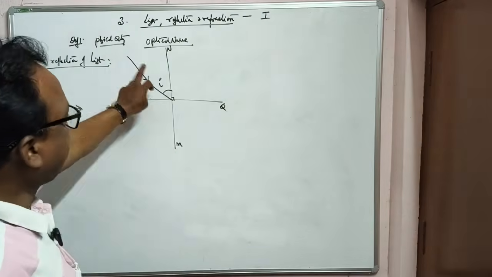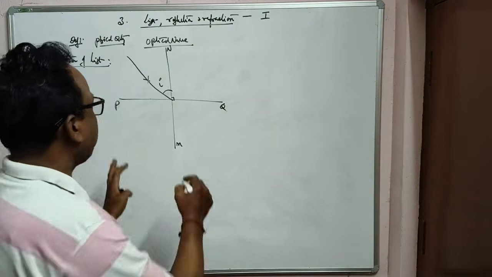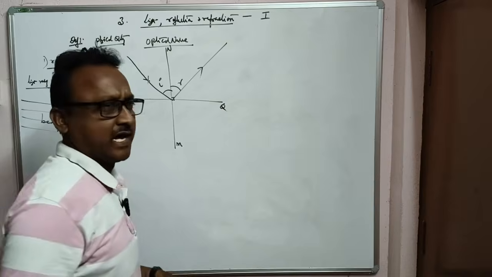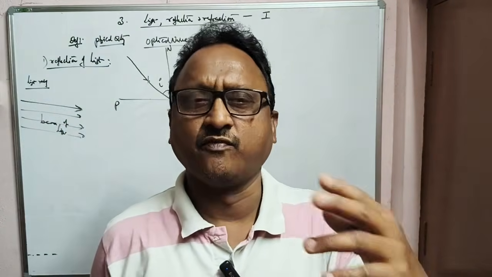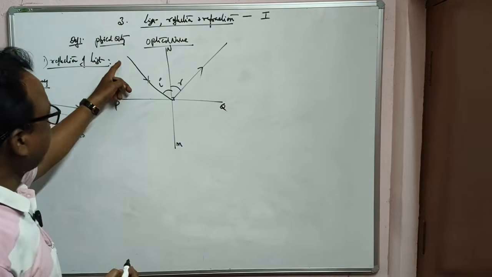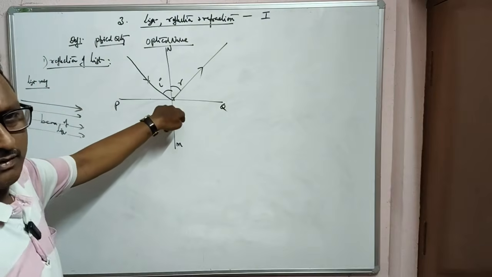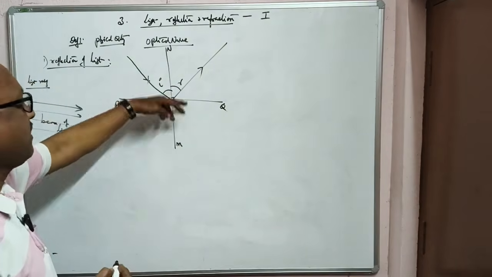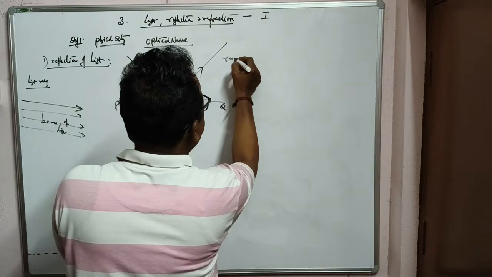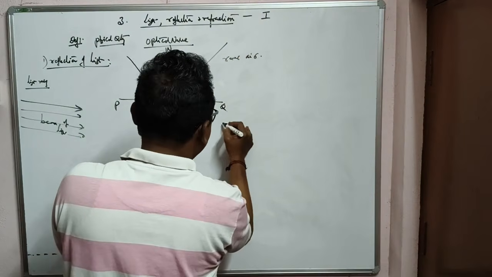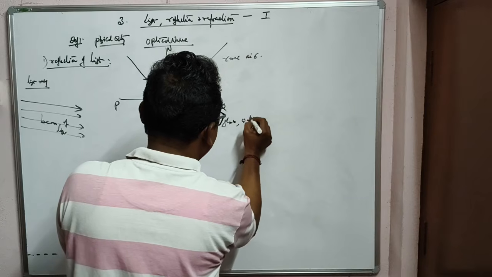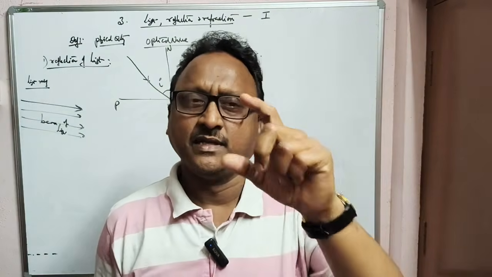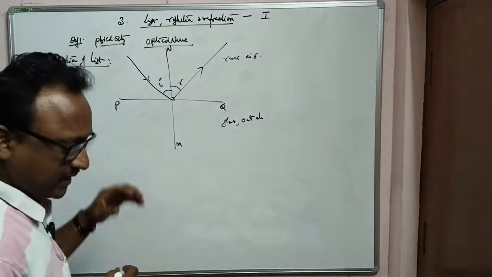When the light ray, after hitting the surface and making some angle with the normal, comes back again, that is called reflection of light. That means after hitting the reflecting surface like any wall, if the light comes back to the same medium, it may be a denser medium or a rarer medium. Rarer means air. Denser means other than air, like a glass plate, water, etc. In any medium, if it comes back in the same medium, then it is called reflection of light. That is the definition.